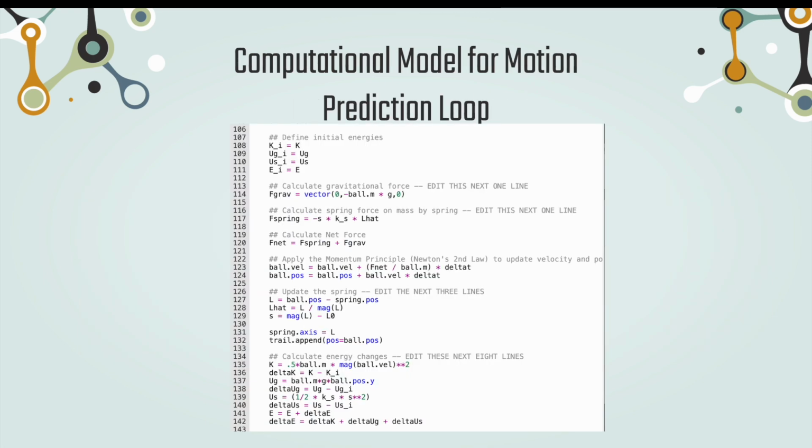The main loop of the program predicts the motion step by step using Newton's second law. It adds up the gravitational and spring forces to find the net force, then updates the ball's velocity and position using a small time step of 1/210 seconds. This process repeats thousands of times to simulate continuous motion. The simulation also plots x and y positions over time and compares them directly to the tracker data from the video.